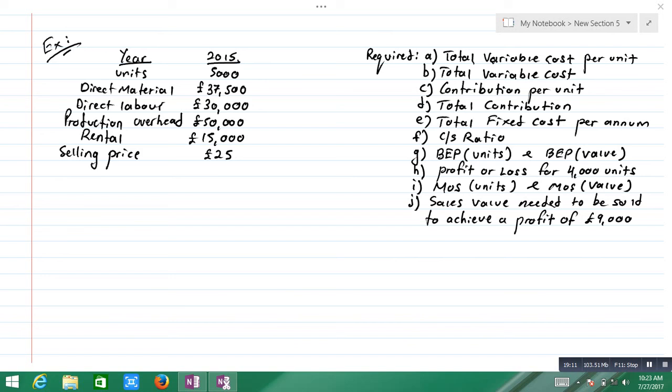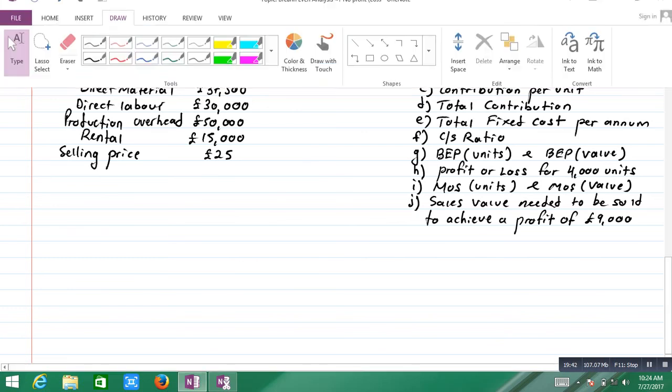Rental, every month you're going to pay the same rental, so rental won't change. For the whole year it will be fixed. Every month you're going to pay the same amount, so that comes under fixed. So basically you need to know which one is variable and which one is fixed. So this is variable cost, this is variable cost, this is variable cost, this is fixed cost. You have to know that, then only we can work out all the required.